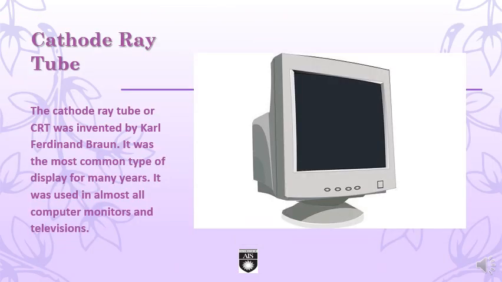As discussed before, a computer monitor can be of two types. First one is the CRT monitor and second one is the LCD monitor. This is the picture of a CRT monitor. The cathode ray tube or CRT was invented by Carl Ferdinand Braun. It was the most common type of display for many years. It was used in almost all computer monitors and televisions.